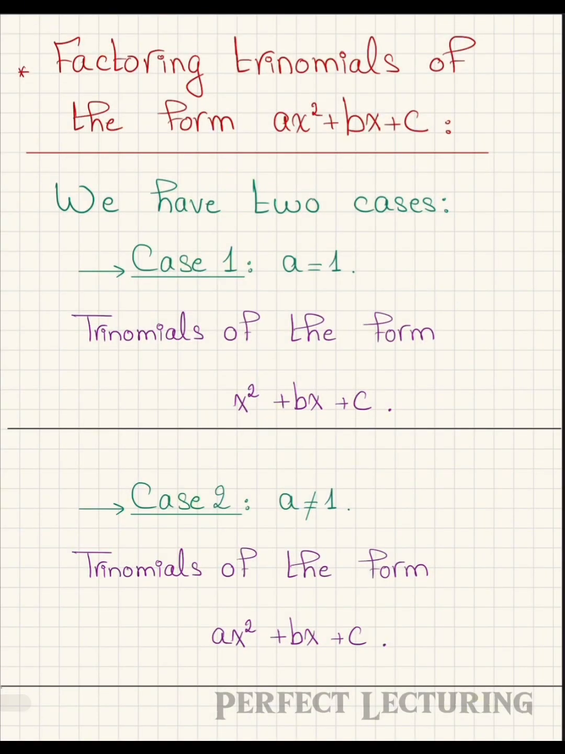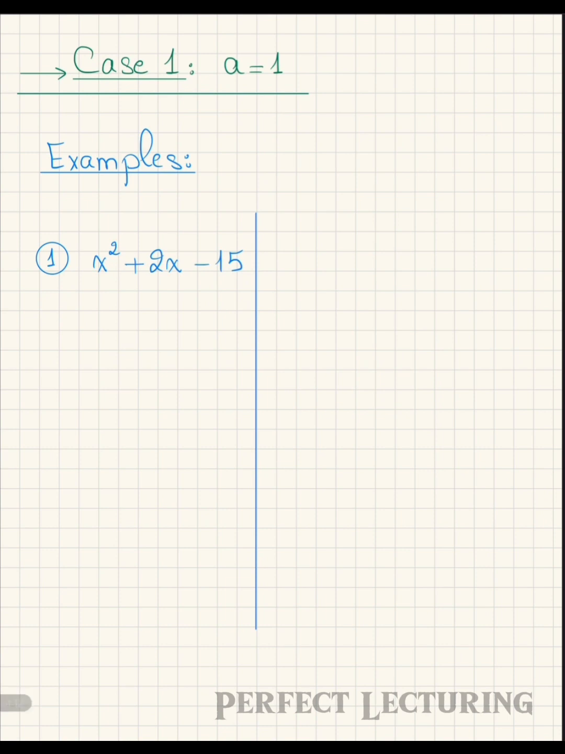Regarding the other case, which is factoring trinomials of the form ax squared plus bx plus c, we have two cases. The first case is when a is equal to 1, and when a is equal to 1, the trinomial will look like x squared plus bx plus c. And the other case, which is the more general case, where a is anything other than 1.